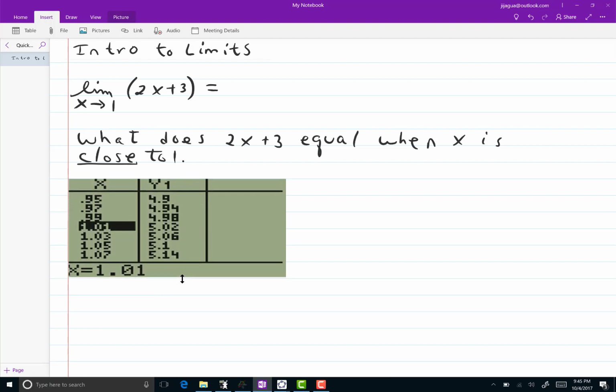Okay, now I want to stick to those x values that hover around 1. My choices right here are 0.99 and 1.01. Let me pick a different color pen here to circle the items of interest. So right now, I know that my answer is between 4.98 and 5.02.